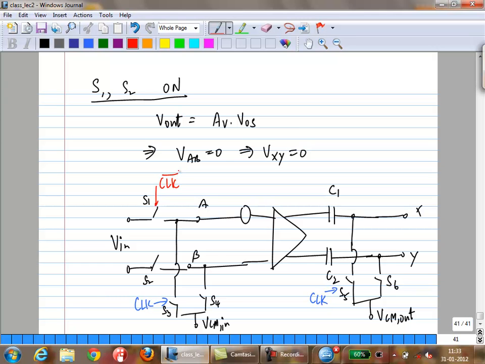Okay. So that when you are trying to sample your offset onto these capacitors, you're going to open these switches, right? You're going to establish some input common mode here, output common mode there. Okay. This will be the overall circuit. So this technique is called output offset storage, because you're basically taking your offset and storing it on some output capacitors.